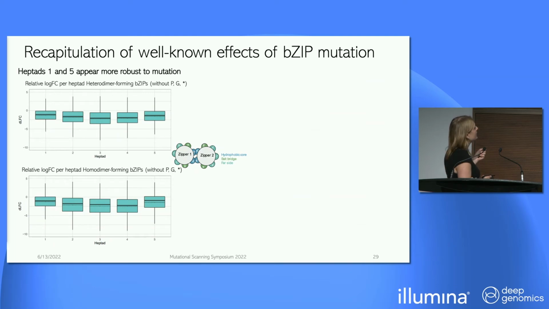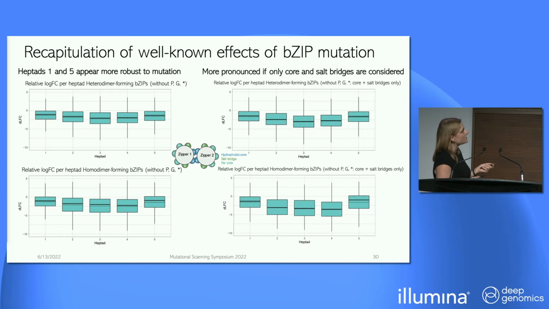Finally, I also looked at this per haptid, and there you can see these are just minor trends, but it looks like haptids 1 and 5 are a bit more robust to mutation, which fits what is known about them, that 4 consecutive haptids should still be enough to form a rather stable dimer, and then the more haptids removed, the less stable it gets. And if we remove the solvent-exposed positions from this, we can further increase this trend.